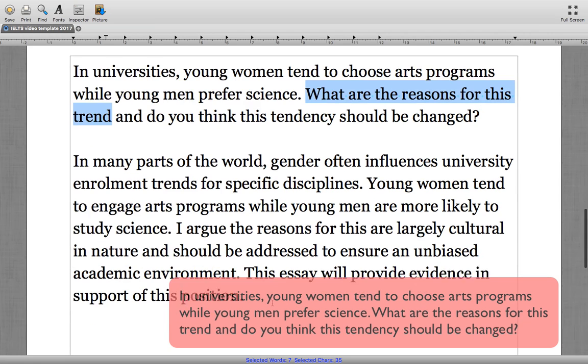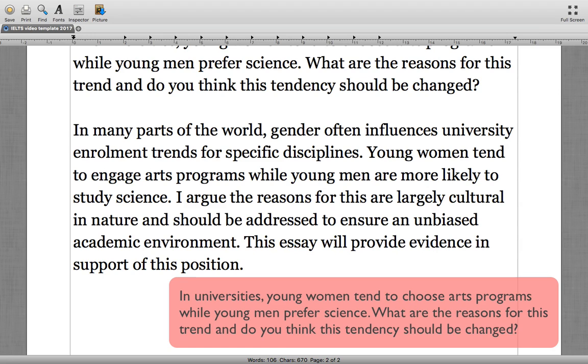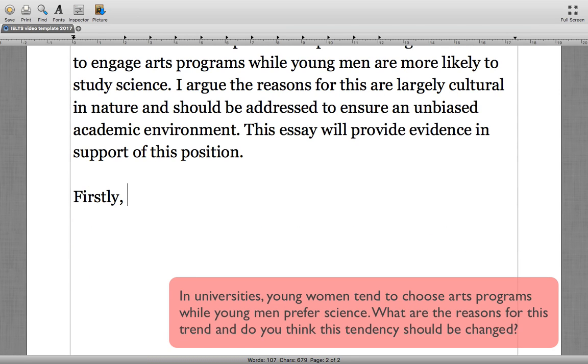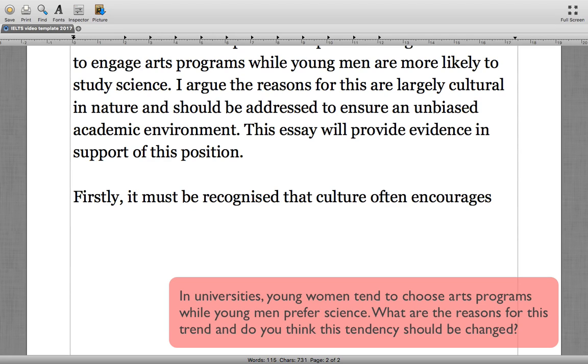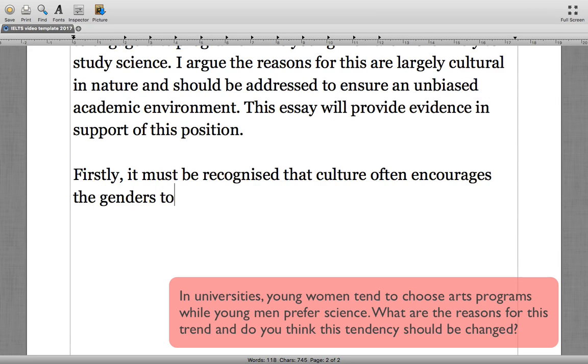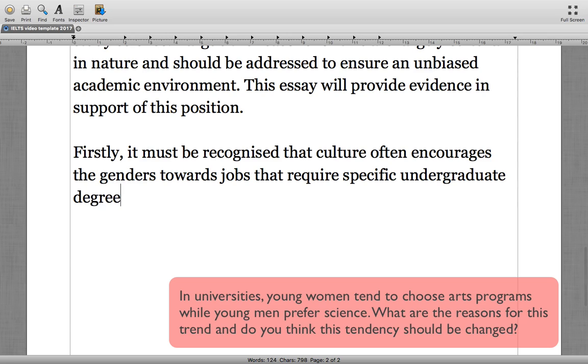Okay, so now let's start by addressing the first part of this question, which was, what are the reasons for this trend? Okay, so firstly, it must be remembered, or let's say that it must be recognized, that culture often encourages, let's say, the genders towards jobs that require specific undergraduate degrees, let's say.